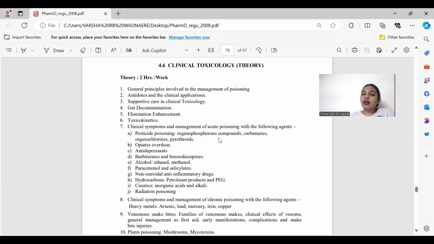Pesticides, then organophosphorus, carbamate. These are some common ones which you see on a frequent basis in a hospital scenario. Then opiates, antidepressants, barbiturates, benzodiazepines, alcohol. You can see alcohol majorly. Then paracetamol, salicylates, NSAIDs. Then hydrocarbons. Then caustics. Then radiation poisoning. People consume washing powder, which is caustic. So during that, what happens?